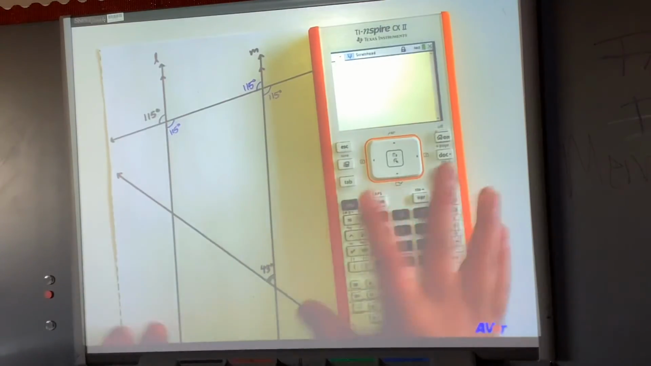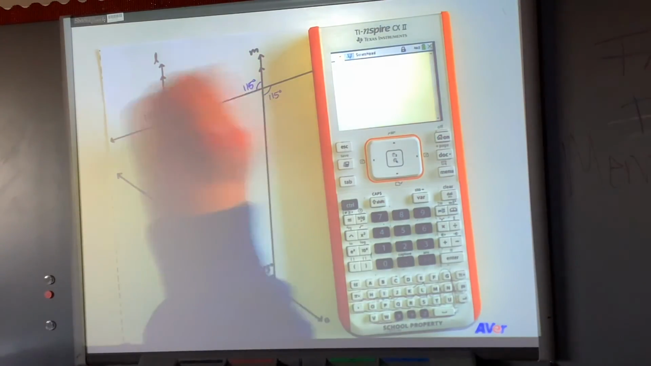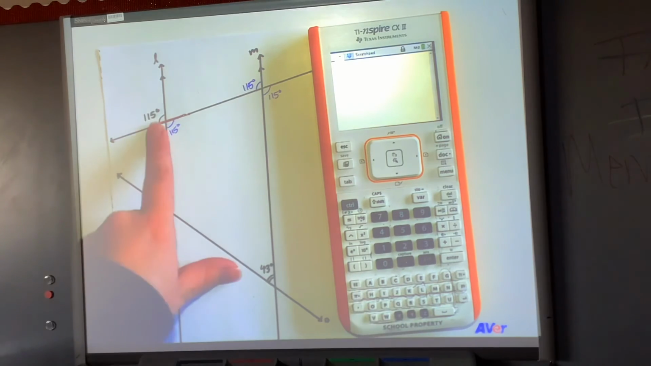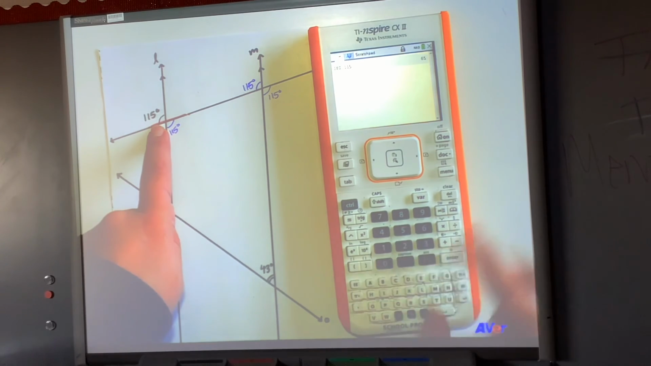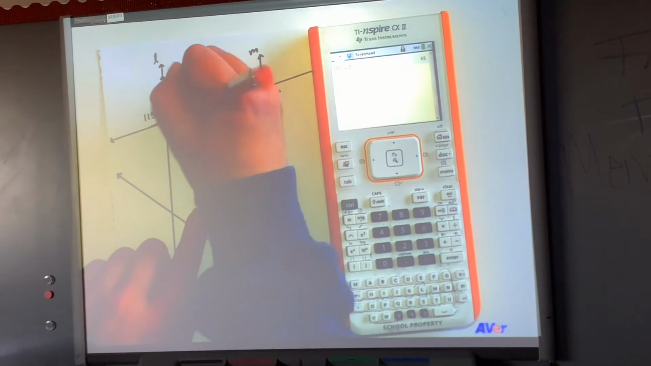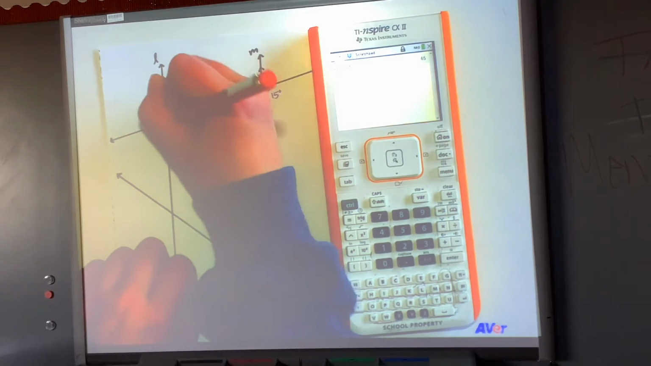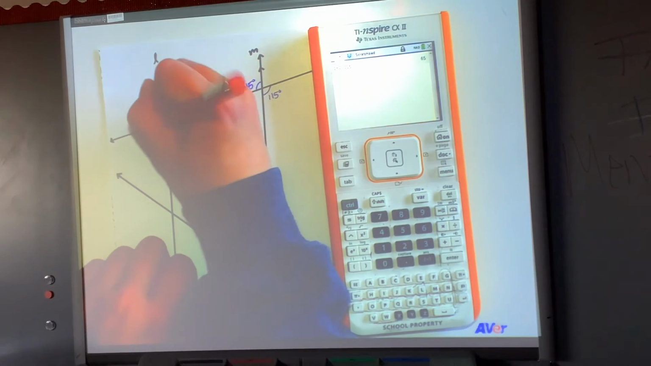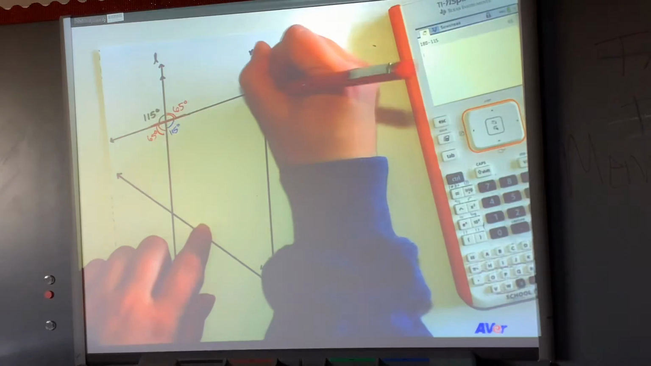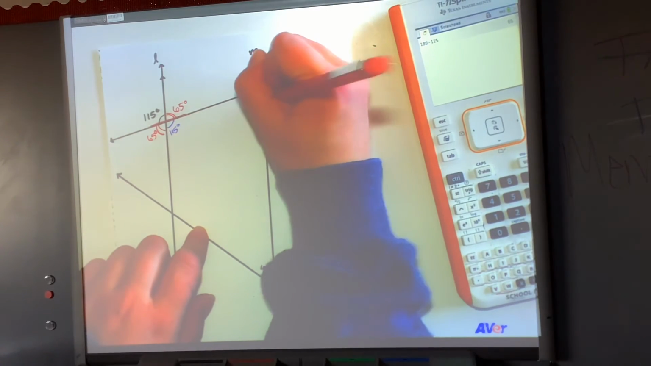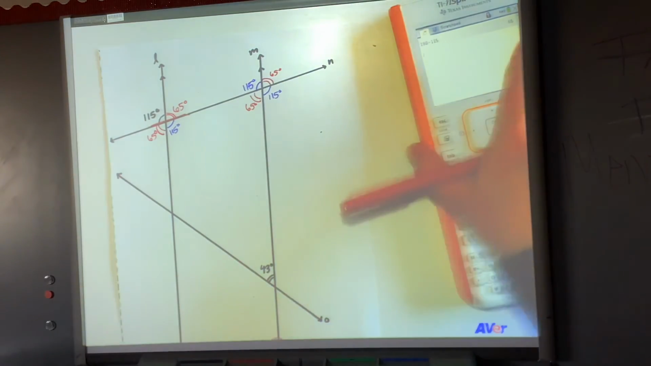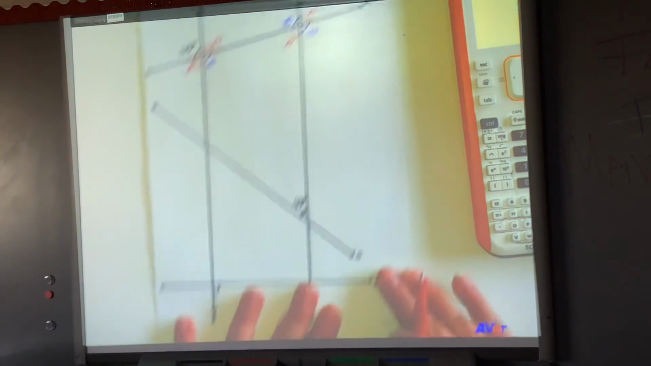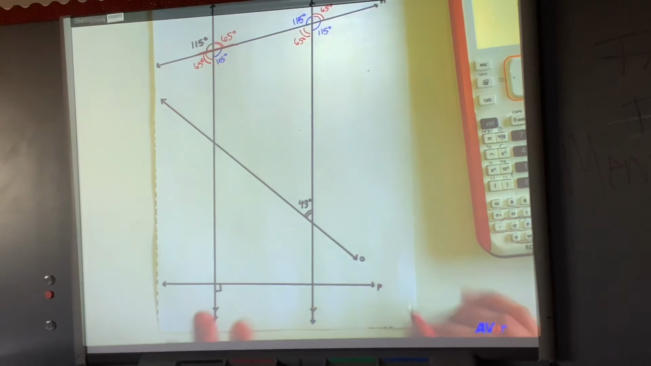The next thing I need to do is figure out what the other angles are. If I know that this line here is supposed to add up to 180, and part of it is 115, I take 180 and subtract 115, and I get the remaining angle size, which is 65. So I can put 65 on all of these missing angles. If you want to use different colors again, you definitely can.